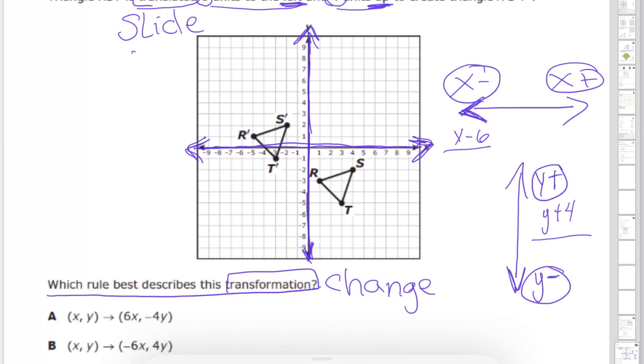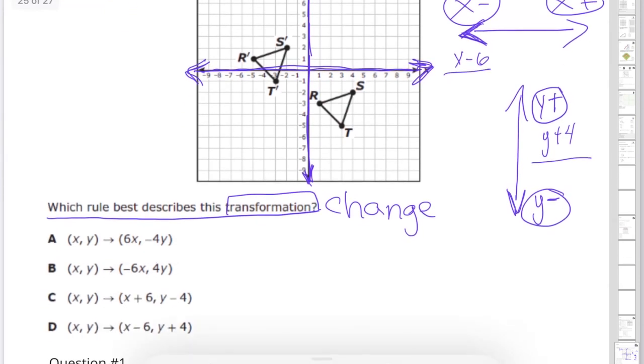So when I look for my answers, I'm looking for x minus 6. So I look at A, and that says 6x and minus 4y. Well, I know when the number and the letter are right next to each other, that is multiplying, so my answer is not A. B says minus 6x and 4y, and again, that means multiplying because the number and the letter are right next to each other. When I look at C, C says x plus 6, but I'm looking for x minus 6, so that won't work. And D, x minus 6, y plus 4. So I have both of the parts, so my answer for this one would be D.